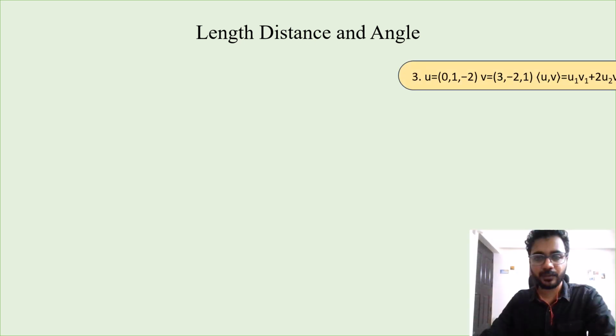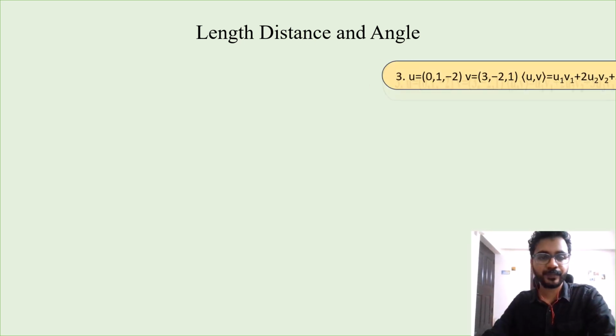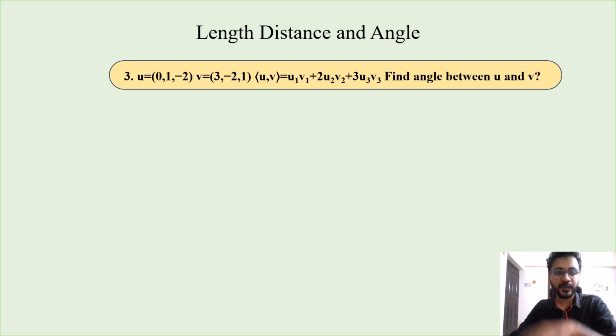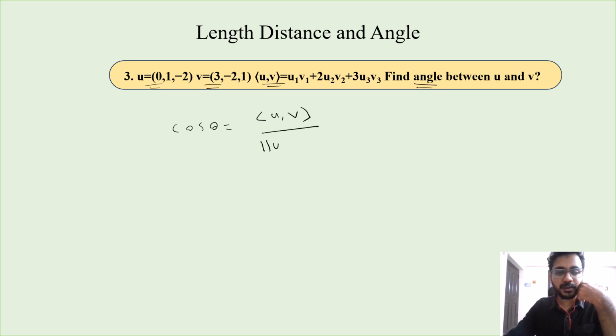Now let's go into the next question. Here, what's the question? Find the angle between u and v. We have u given, v given, and the inner product formula is also given. So let's write the equation first. cos theta equal to the inner product u comma v divided by length u, length v. By substituting these values, we will get theta.